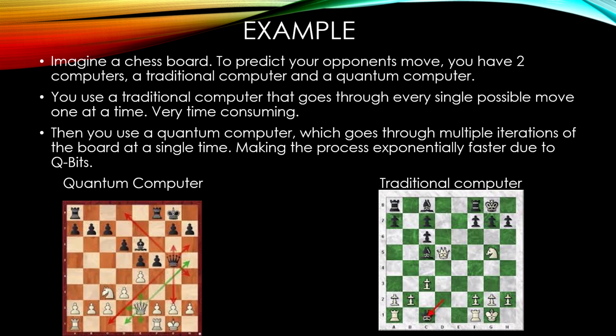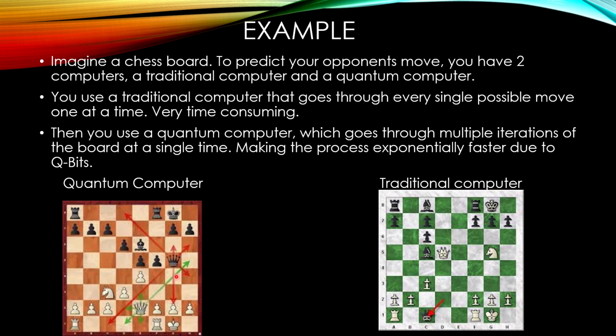Imagine a chessboard. You're playing with your friend, and to predict his move, you are going to use a computer. You have two computers now, a traditional computer and a quantum computer. You use a traditional computer that goes through every single possible move one at a time. As you can see over here, the traditional computer takes one single move at a single time. If not this move, it would come back and take another move, and then another, checking each possible move.